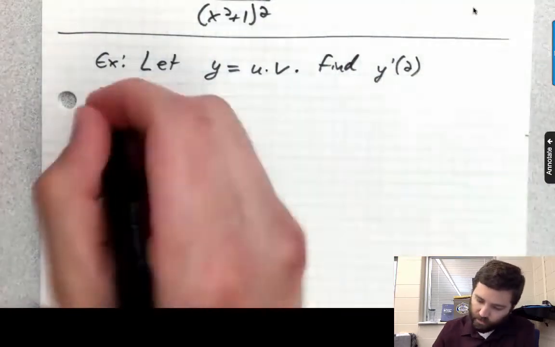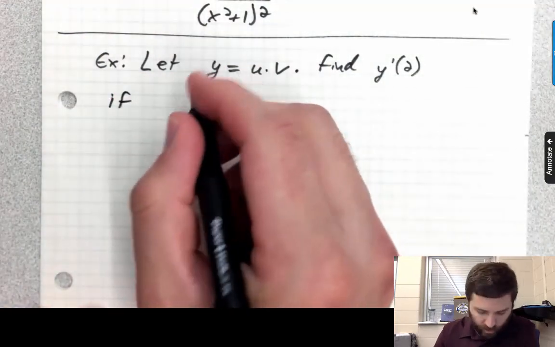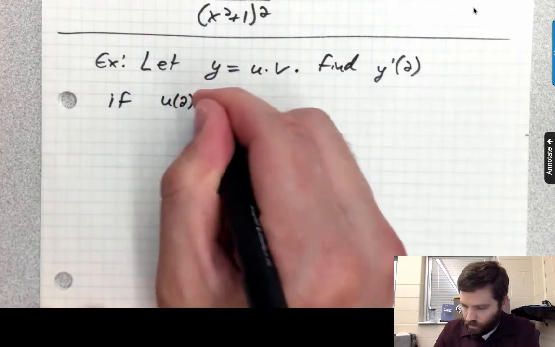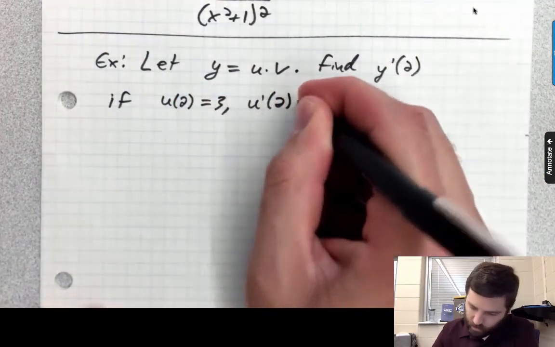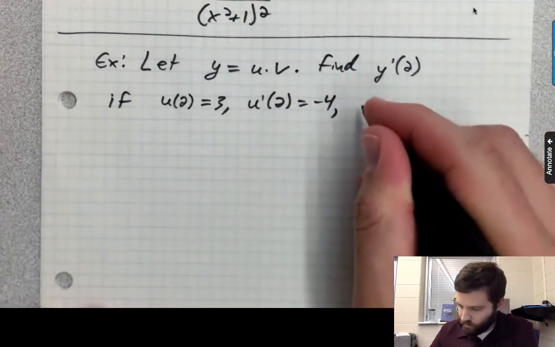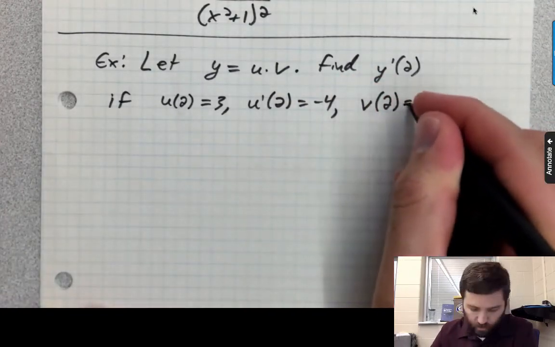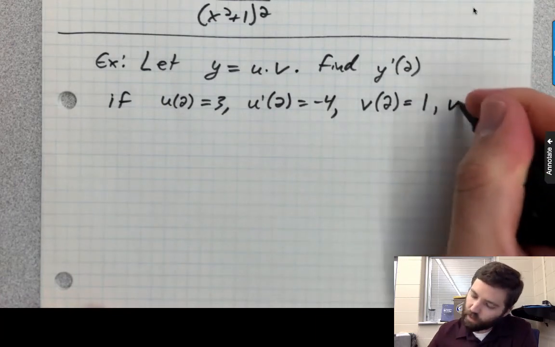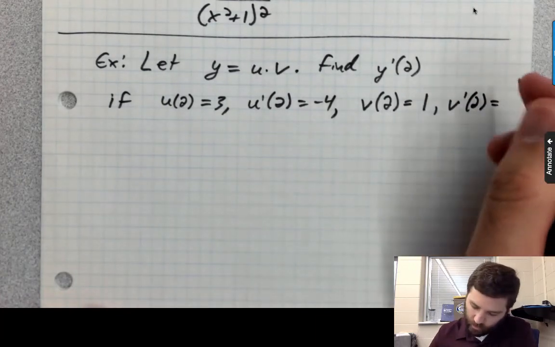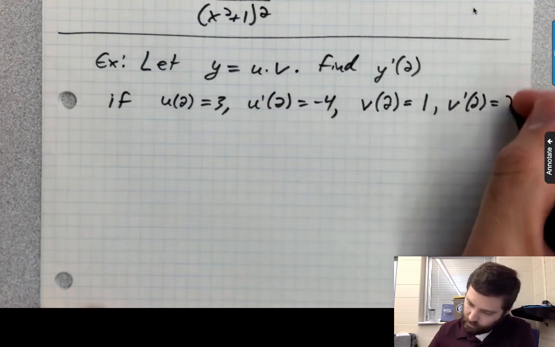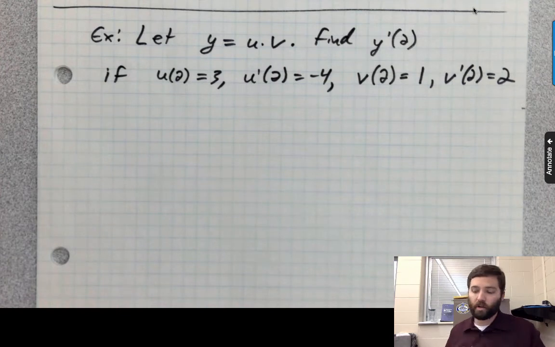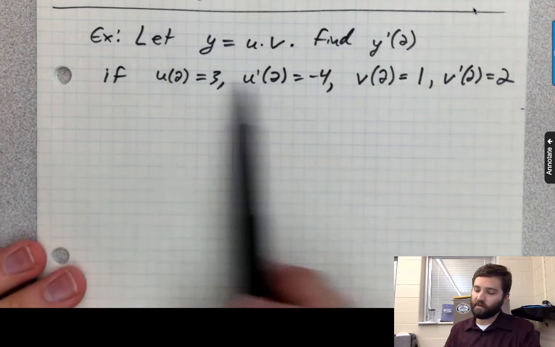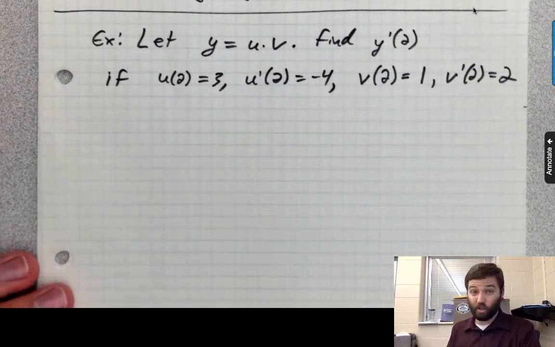Okay, so if u of 2 equals 3, u prime of 2 is equal to negative 4, v of 2 is equal to 1, and v prime at 2 is equal to 2. All right, so again, you should give this one a try and see how you do. What we're going to do with this is take the derivative of y, and then see if we have enough information to figure out what the derivative of y at 2 is equal to.